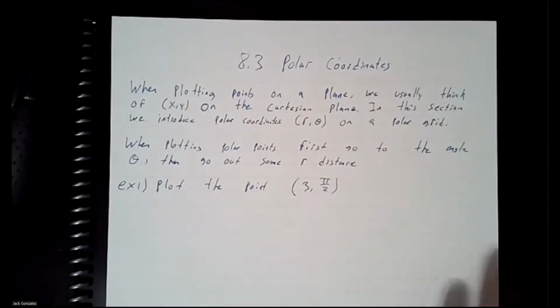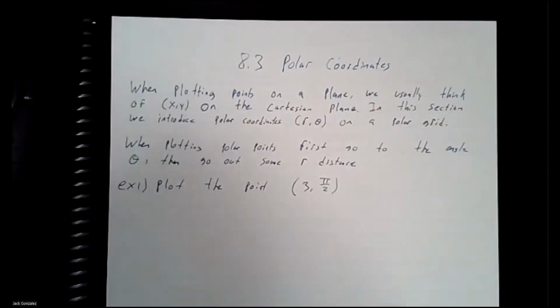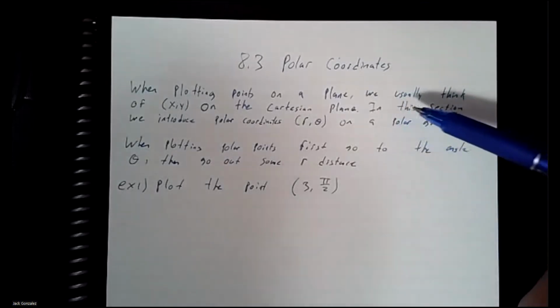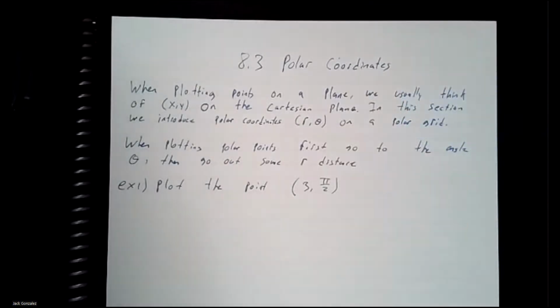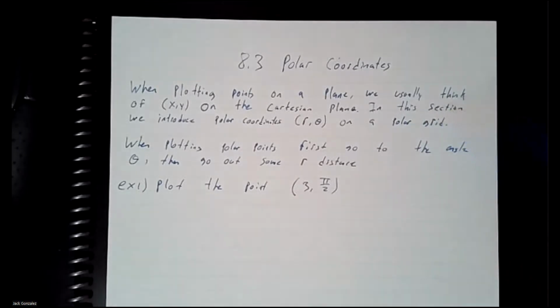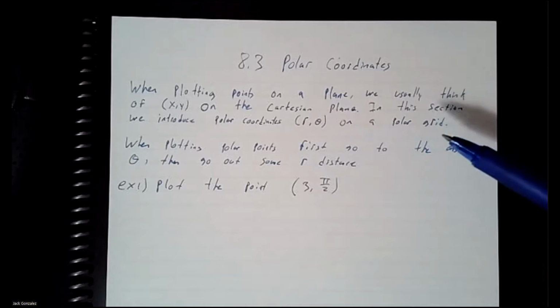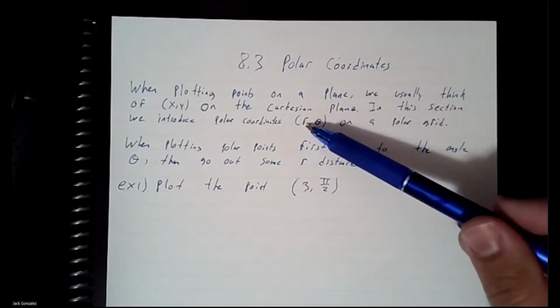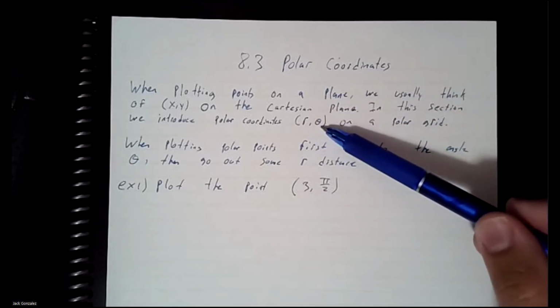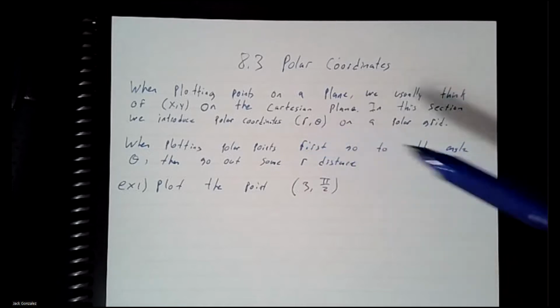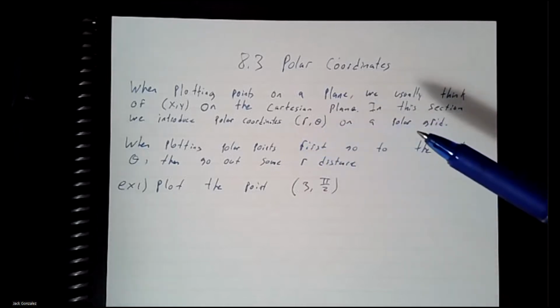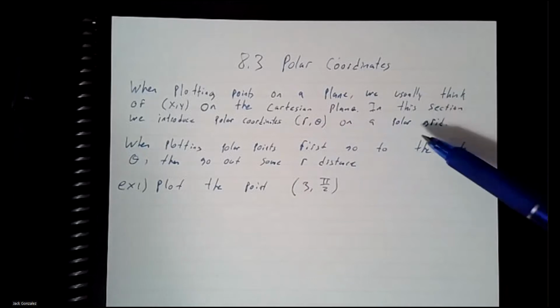Let's think of a sheet of paper. I'm plotting points on the paper. Also called the xy plane. In this section, though, we're going to do polar coordinates. So still two-dimensional on a plane, but we're going to use radius and theta. So r and theta, radius and angle. So we're going to plot those on a polar grid.